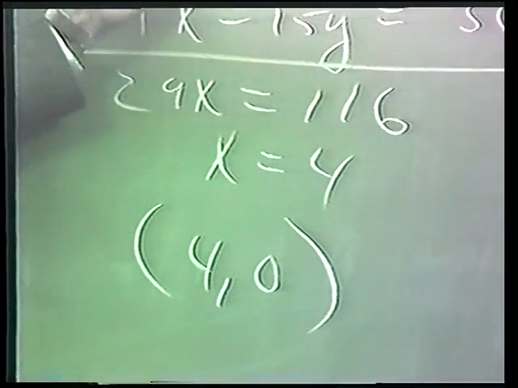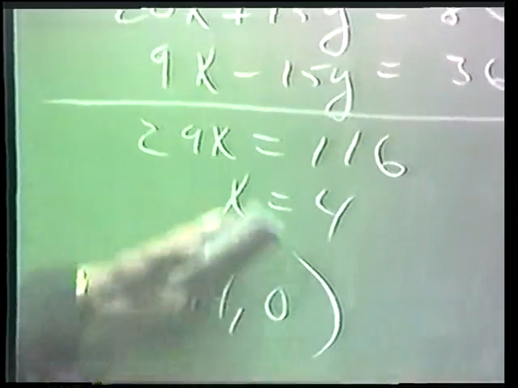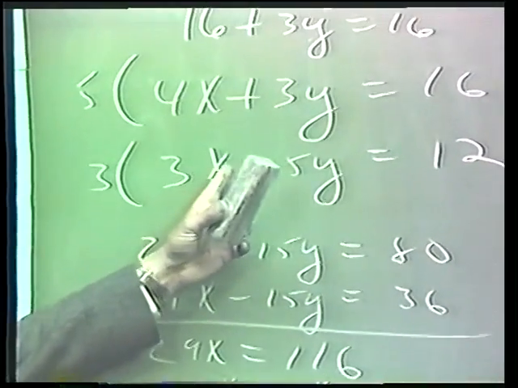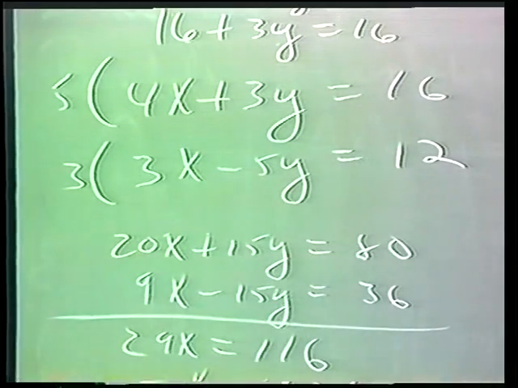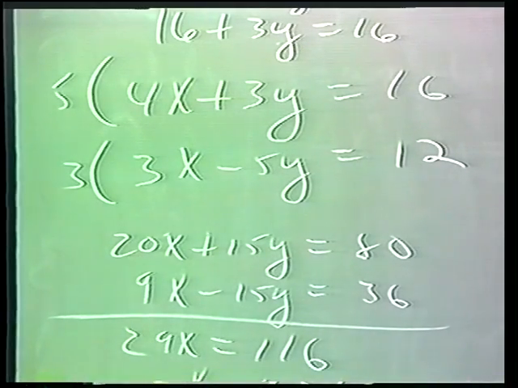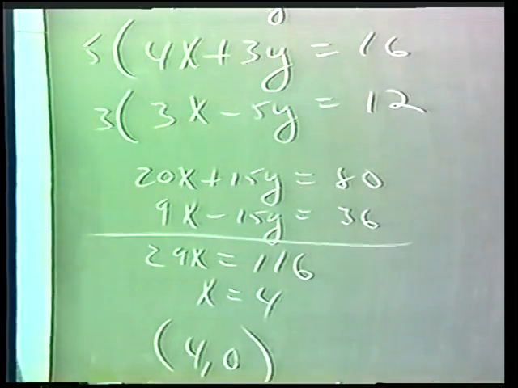Use the second equation to check it. 3 times 4 is 12. Minus 5 times 0 is 0. 12 minus 0 is definitely 12. This is your point of intersection. This point is on both of these lines.